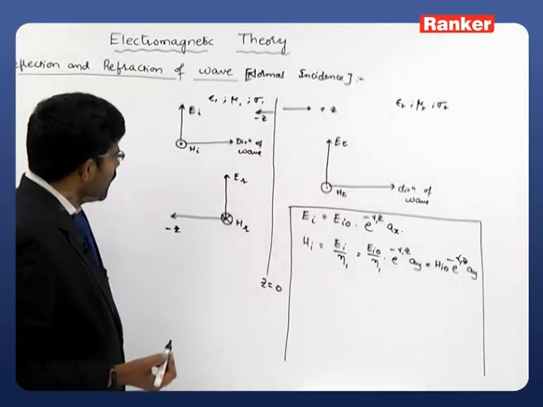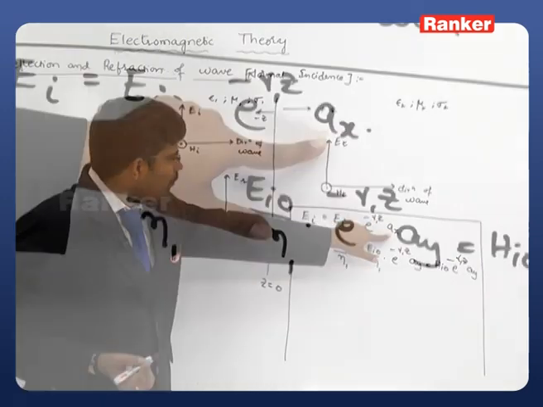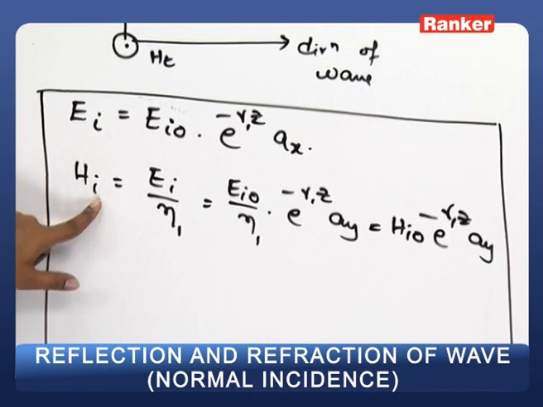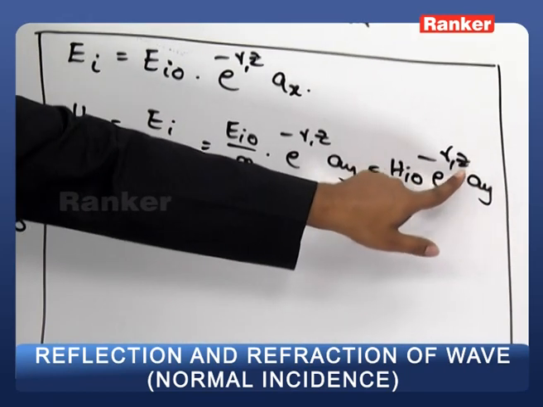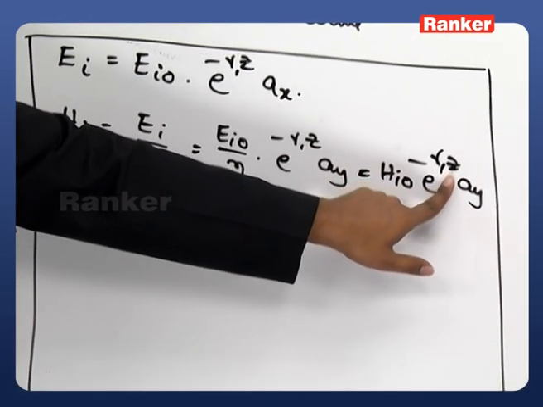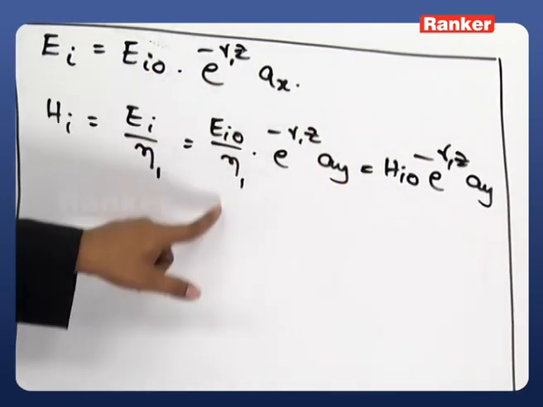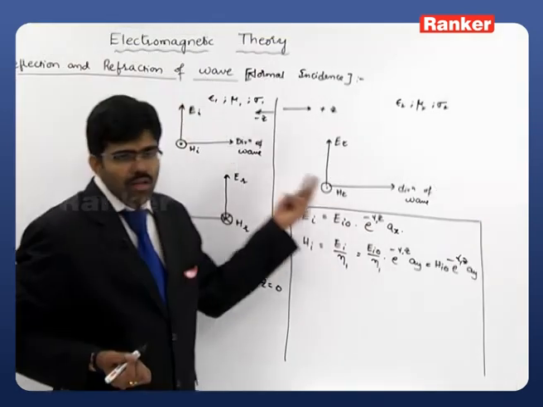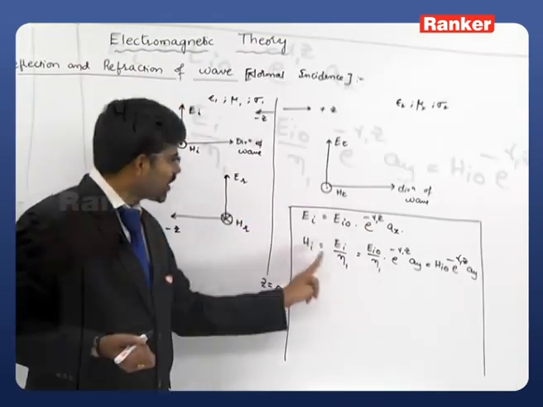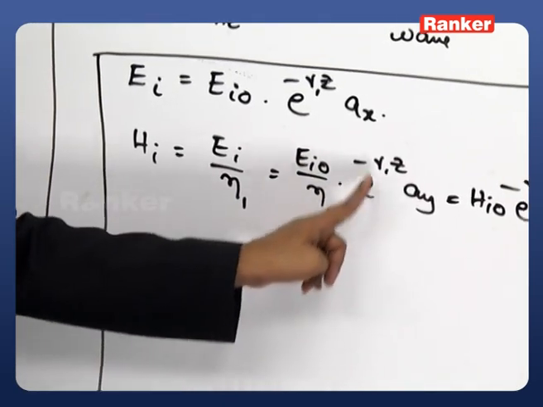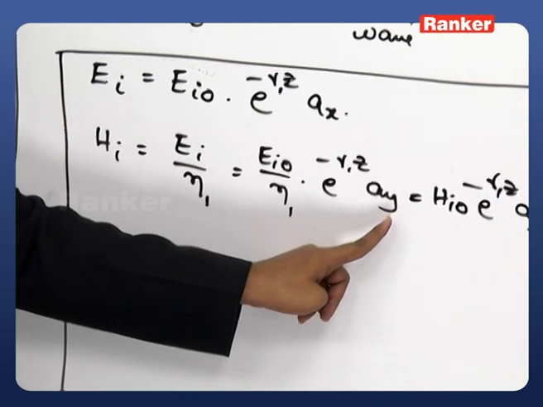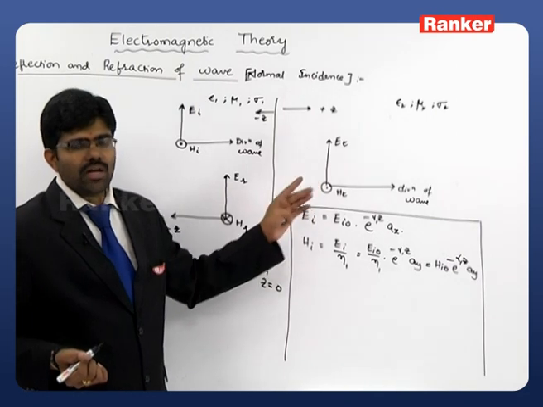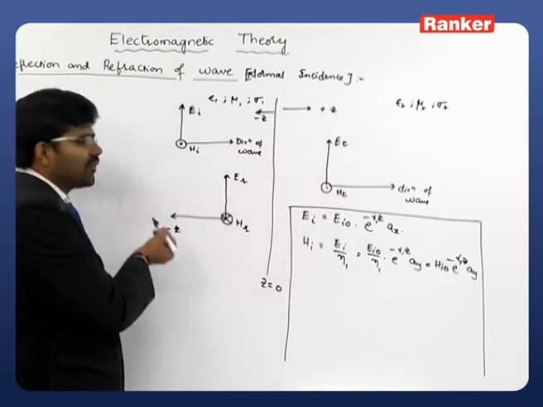Just understand what I am doing here. I am taking the incident electric field in the direction of x and it is propagating in positive z direction. Magnetic field in the direction of y, it is propagating in positive z direction, and I am relating electric field and magnetic field with the help of intrinsic impedance or the characteristic impedance of the medium 1. Therefore HI can be written as EI naught by eta 1 e power minus gamma 1 z ay, right? Keep them aside. Now we are going to write down the equation for reflected wave.